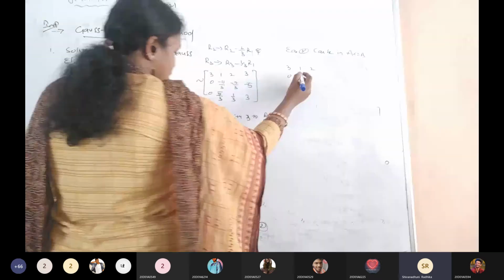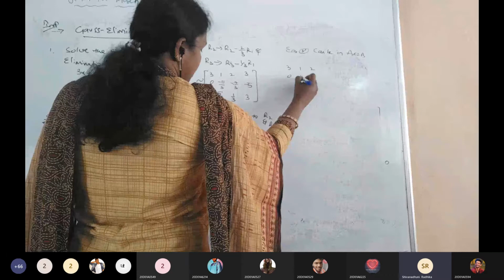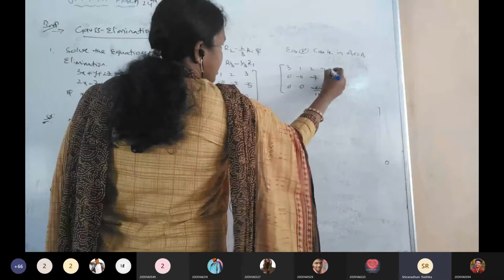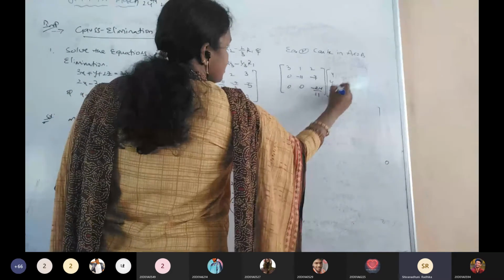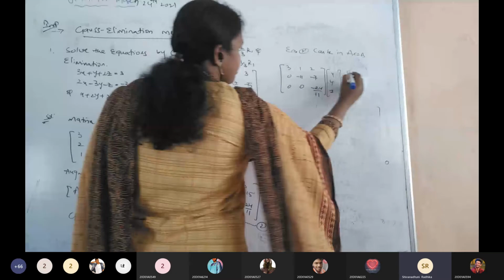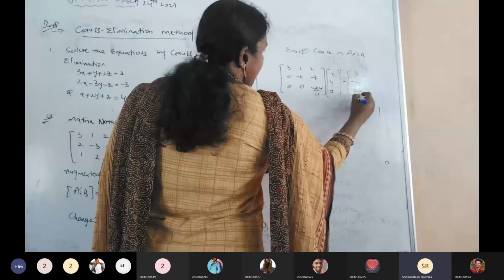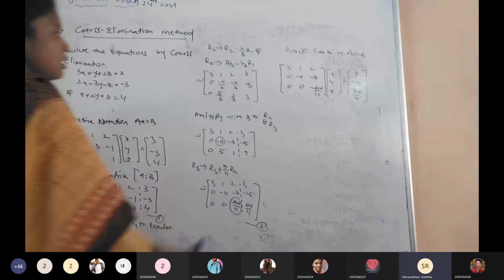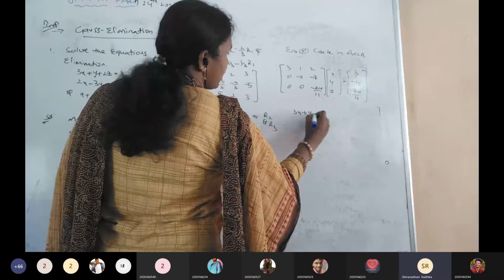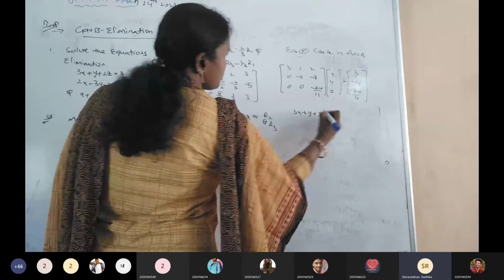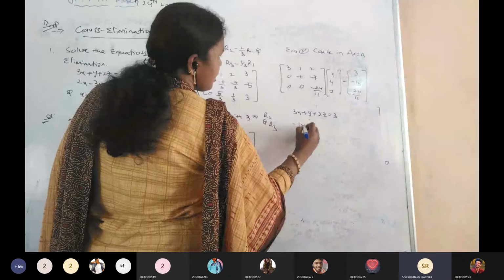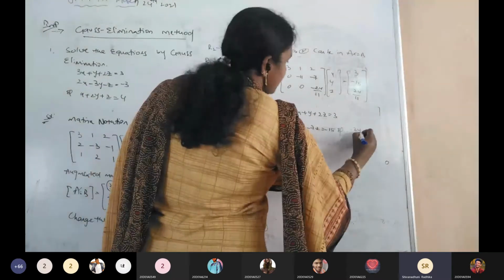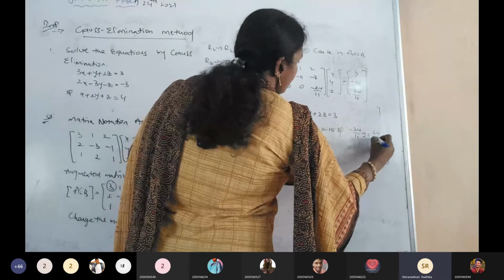So 3, 1, 2, 0, minus 11, minus 7, 0, 0, minus 24 by 11 and into variable matrix x, y, z. So that is equals to what here? 3, minus 15, 24 by 11. Okay. Now multiply the two matrices and compare with the constant matrix, right? So that is 3x plus y plus 2z equals to 3 and minus 11y minus 7z equals to minus 15 and minus 24 by 11 z equals to 24 by 11.